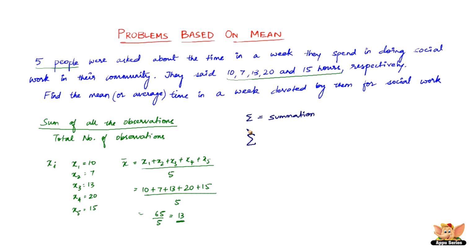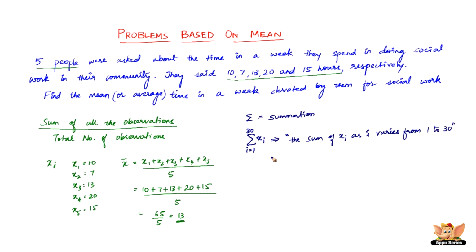You just write the total number of observations on top, which is 30 in this case, and then write I equals 1 at the bottom. And then you write xi. This means the I will take all the values from 1 to 30, and the total number up till which you have to go on is 30. So this is read as the sum of xi as I varies from 1 to 30.